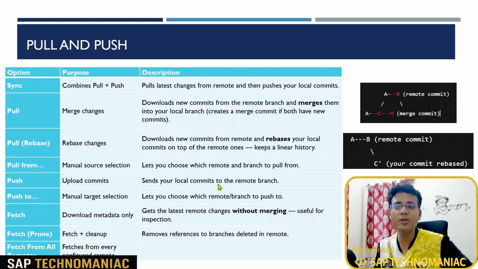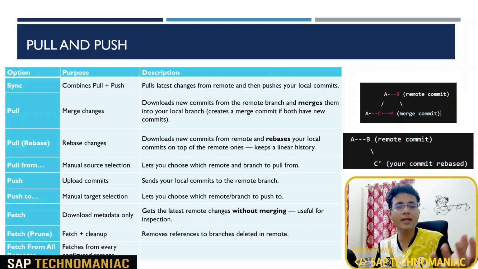Now let's talk about the push. Push simply sends your local commits to the remote branch. You did some changes, it will push the changes to the remote branch. So that is the reason whenever we are working, we always have the sync option. Sync, what it will do, it will first do the pull, then it will push.